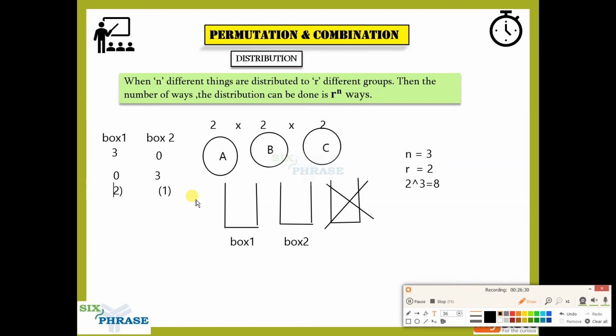How is it possible? I'll tell you. I told you box 1 can have 2 balls, right? It could be AB. If this is AB, here it will be C. If this is AC, this will be B. If this is BC, this will be A. So you can see this itself has 3.